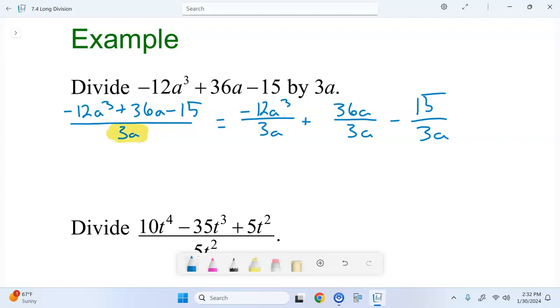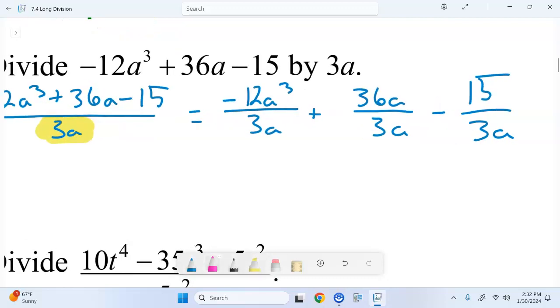So we'll go through and we'll simplify each term. Negative 12a to the third over 3a is negative 4a squared. 36a divided by 3a is 12. 15 over 3a is 5 over a. There's no value in the numerator to simplify with the a, so the a just stays in the denominator. There's nothing else we can do. So that's our division.